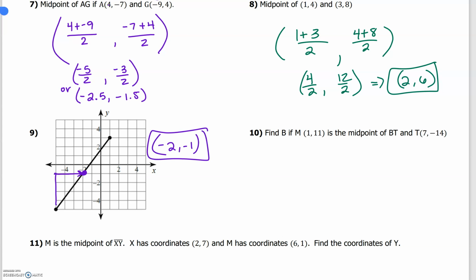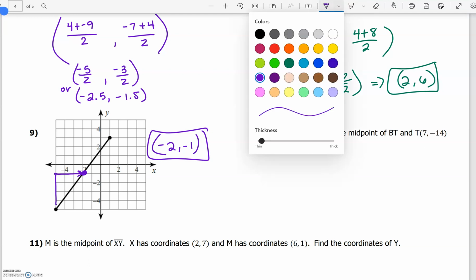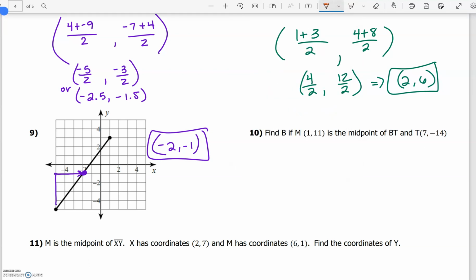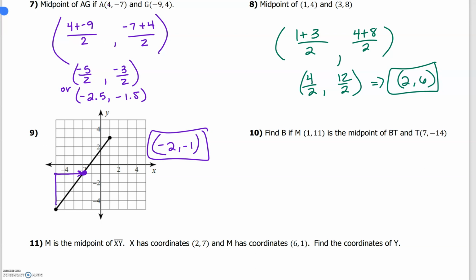So this next one, find B if we know the midpoint is 1, 11, and we know one of the endpoints is 7, -14. So we know the middle, and we know T, we just don't know B. So just like we talked about over here, we're going to figure out, well, how much did we go over? And we're going to just repeat that same pattern.